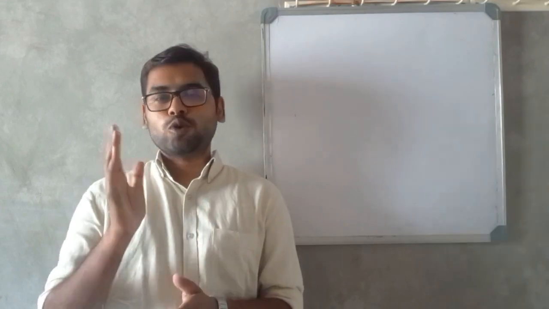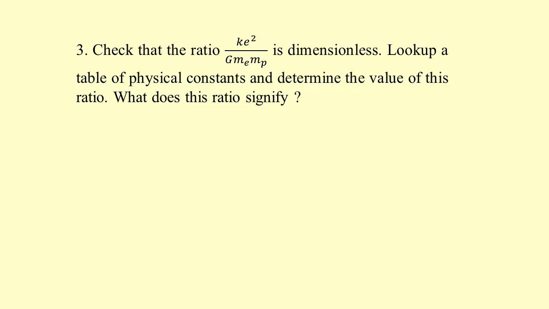Guys, now let us move to question number 3. Check that the ratio ke square divided by G me mp is dimensionless. Look up a table of physical constants and determine the value of this ratio. And what does this ratio signify?